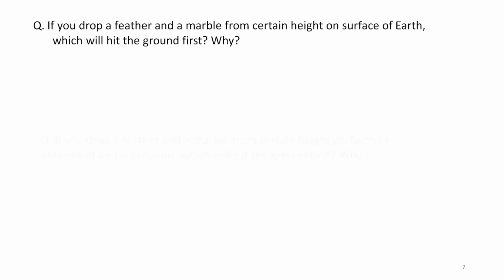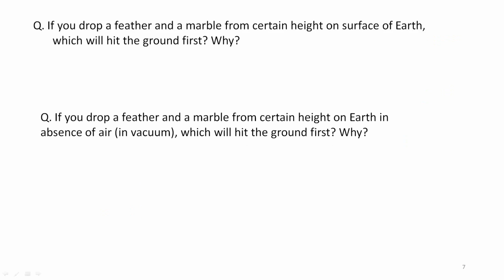Then we have got two questions here. First question is, if you drop a feather and a marble from a certain height on the surface of earth, which will hit the ground first and why? You are dropping a feather and a marble from a certain height on earth in presence of air. And the second question is, if you drop a feather and a marble from a certain height in absence of air or in vacuum, which will hit the ground first and why? Let us look at the confirmation through a video clip.